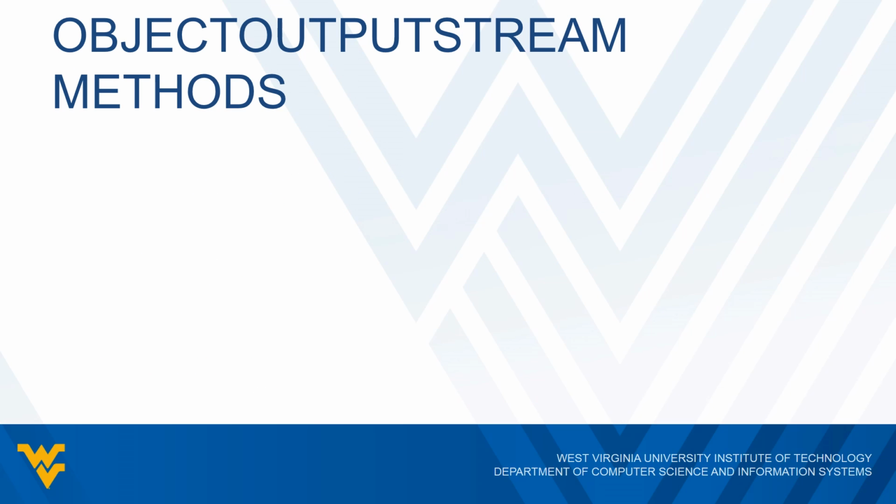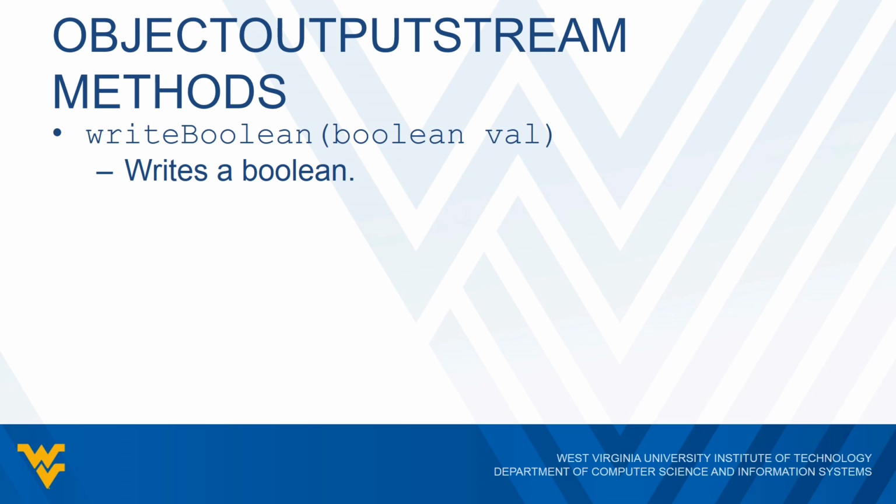There are several methods that let us write to the output stream. Now this is not a complete list of methods, but these are some of the more common methods that you may use if you're trying to write to a file or write to the output stream. So we first have the writeBoolean method. We pass some Boolean value and we're simply writing that Boolean value to our output stream.